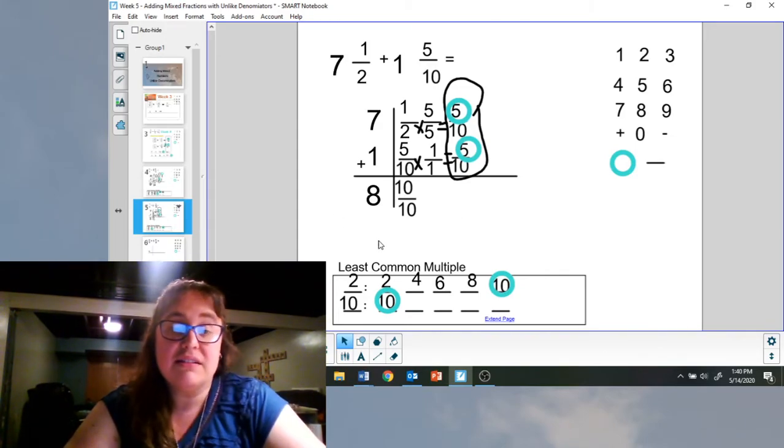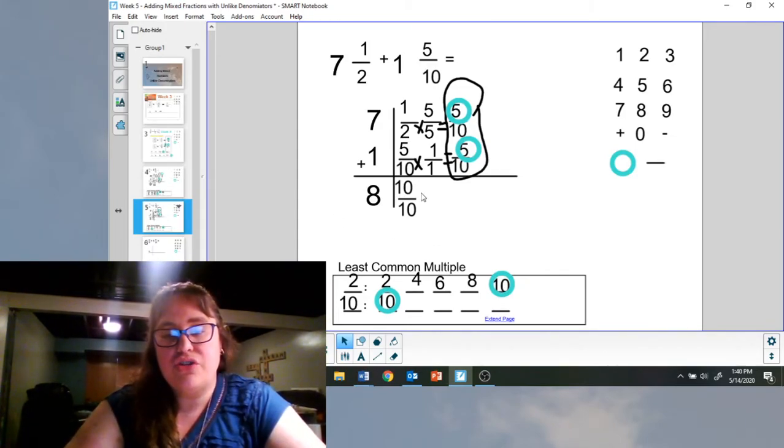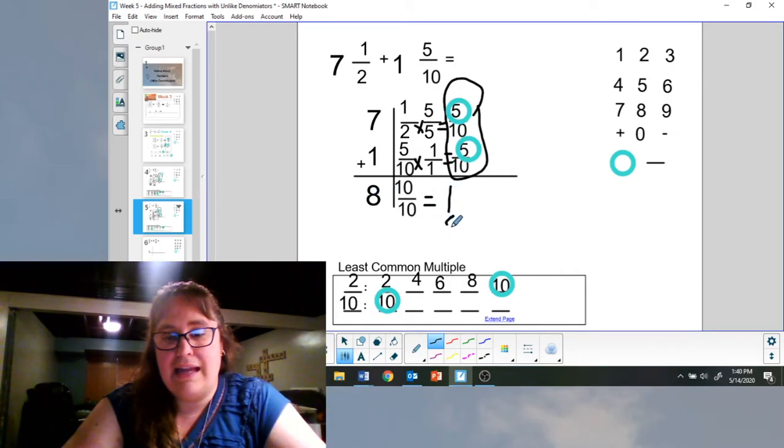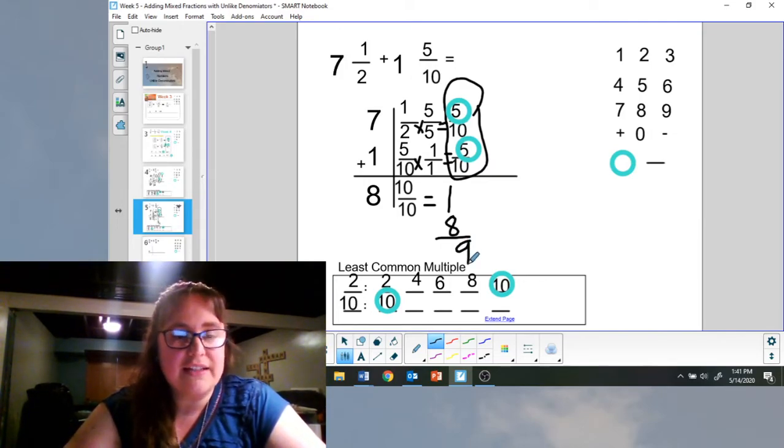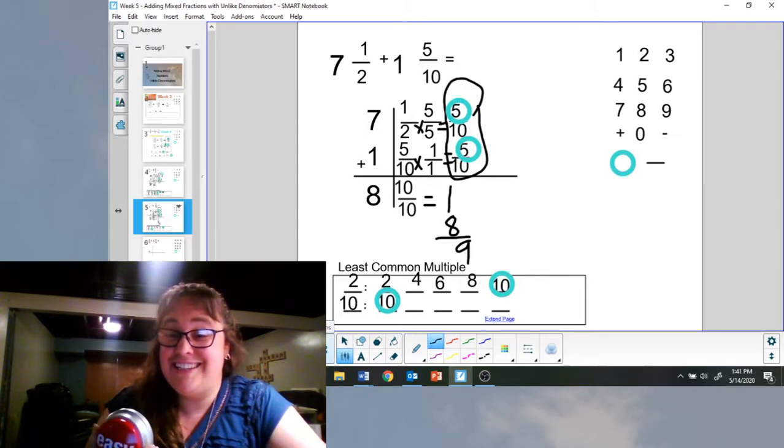Now, you can stop there and it will be fine, but I'd like to challenge you to look at this fraction 10 over 10 and realize that that is also equal to 1 whole. So if you'd like to take it one step further, you can say that this is also equal to 1 whole. Remember doing this before? And that 1 whole, add your whole numbers together, 1 plus 8 equals 9. And that 9 would be your final answer. Either one is fine. Are we getting close to hitting the easy button?